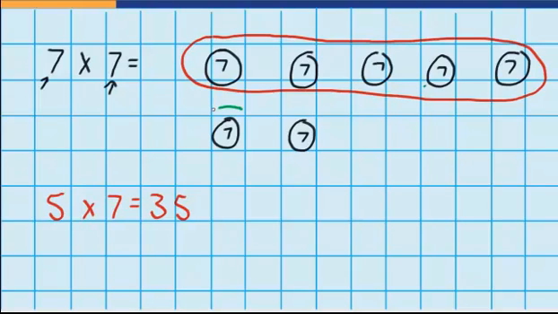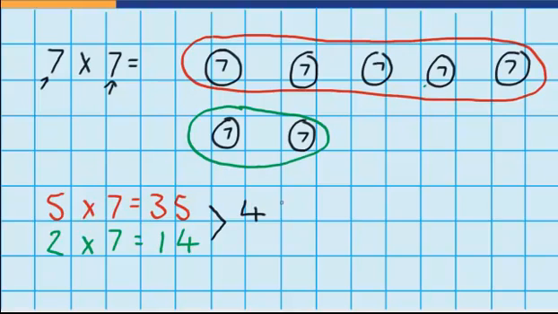Now that just leaves me with 2 groups left over, and I'm also good at my 2 times tables, so I know that 2 groups of 7 equals 14. So now all I need to do is add these two amounts together, so 35 plus 14 is 49. So 7 times 7 must equal 49.